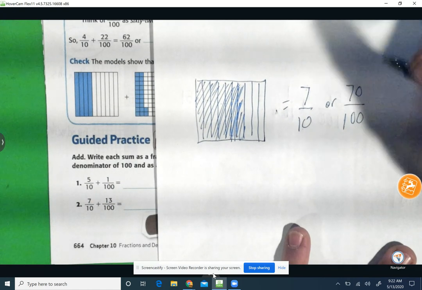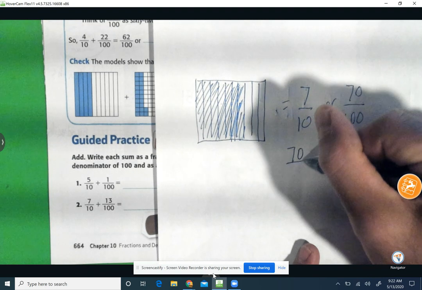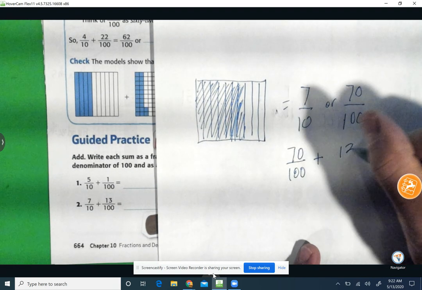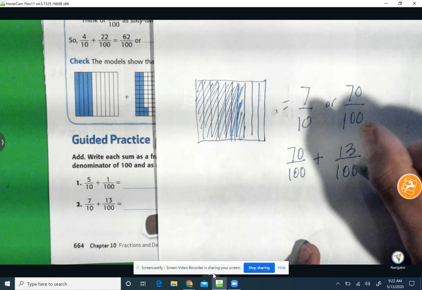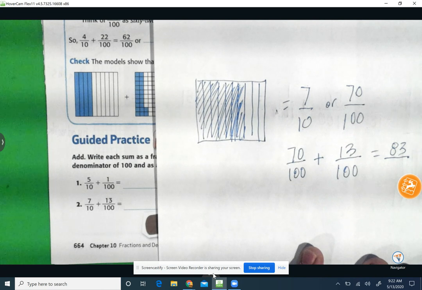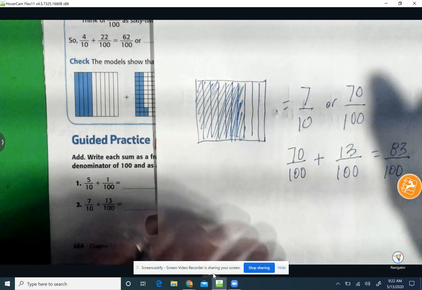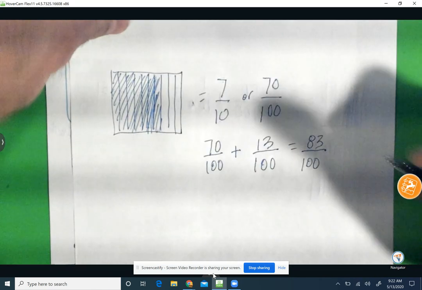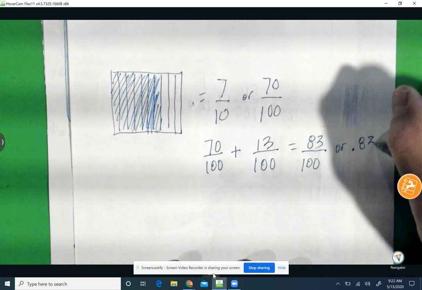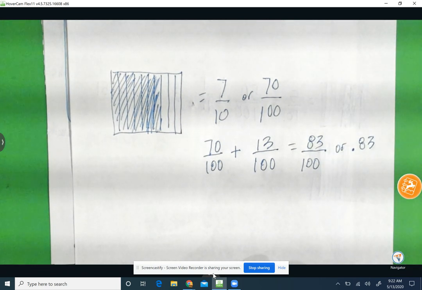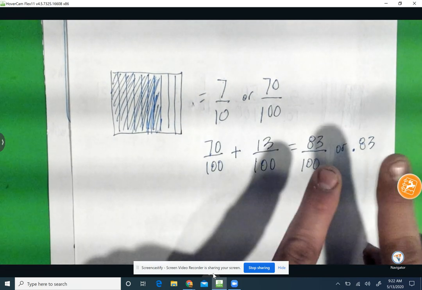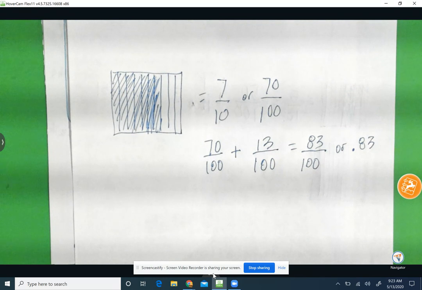And now we can add 70 100ths plus 13 100ths equals 83 100ths, or 0.83. Okay? Each one of these, 83 100ths or 0.83, says the same exact thing. All right?